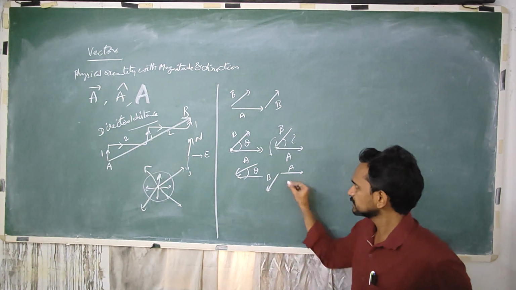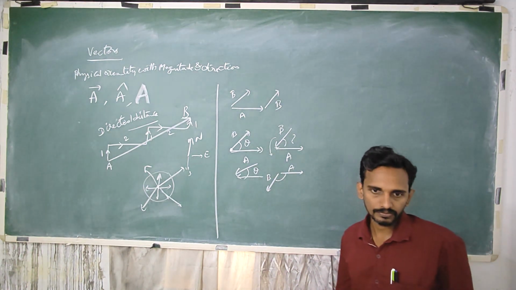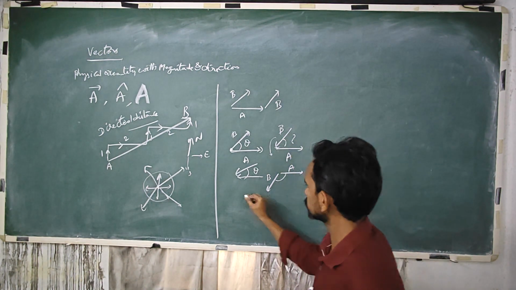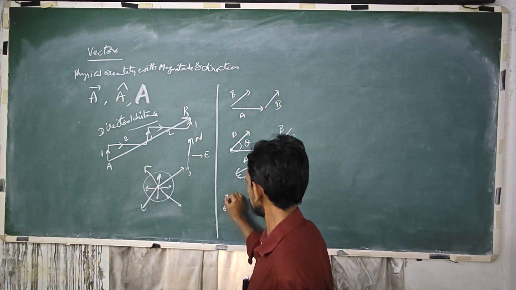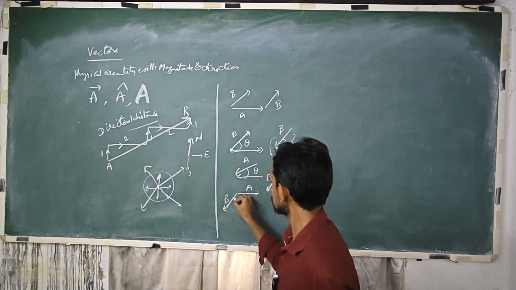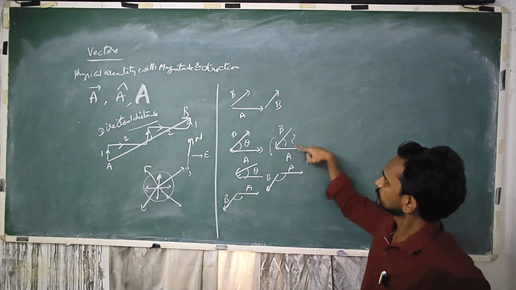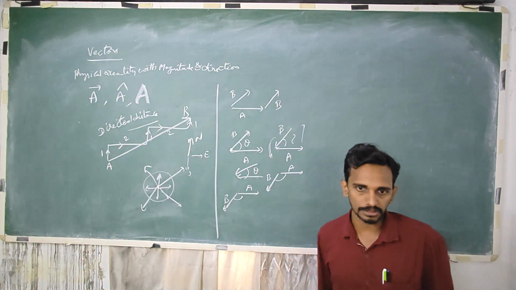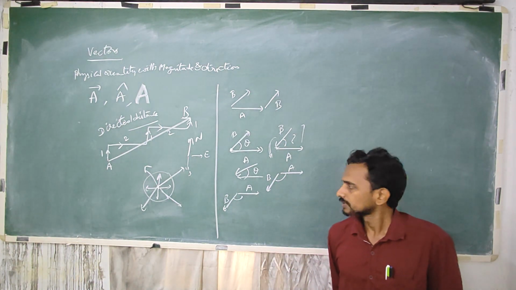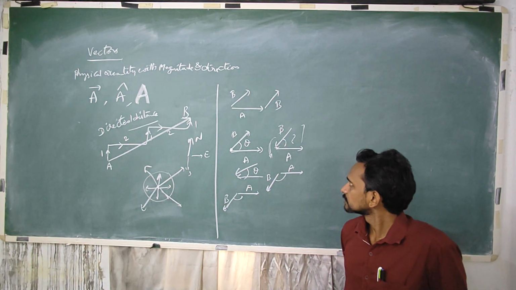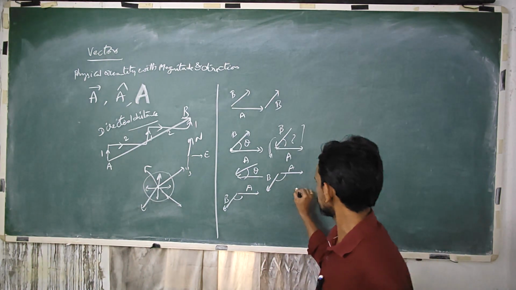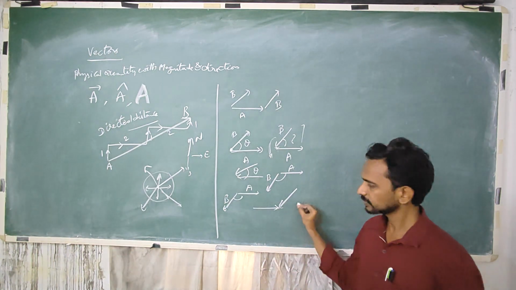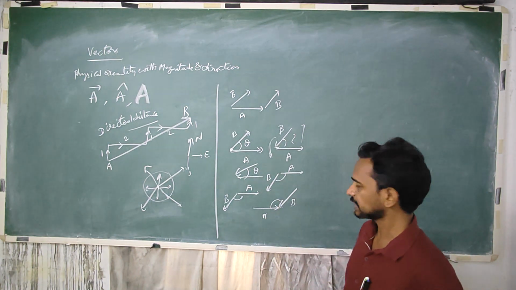Then the smallest angle is this one, and you can even shift A upwards. Let's say B is like this, you can shift A upwards, otherwise if you shift B downwards, you get the same result. Another possibility, if B is like this, you can shift A backwards. This is the angle.